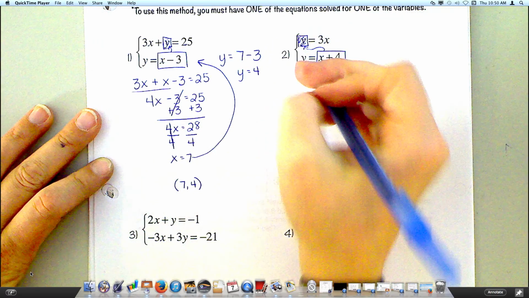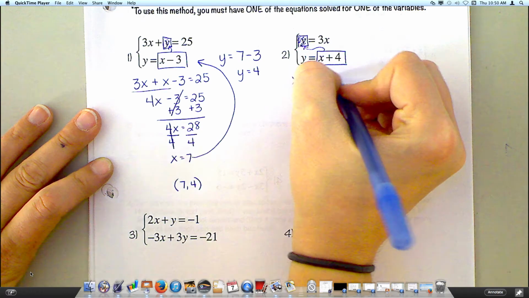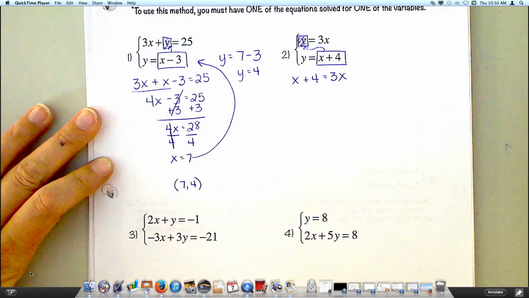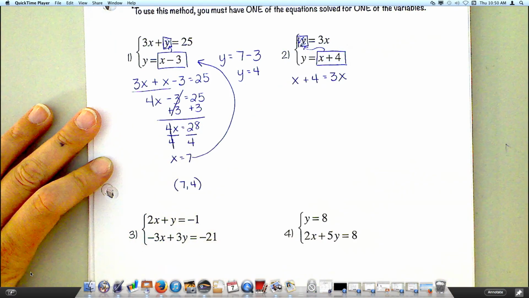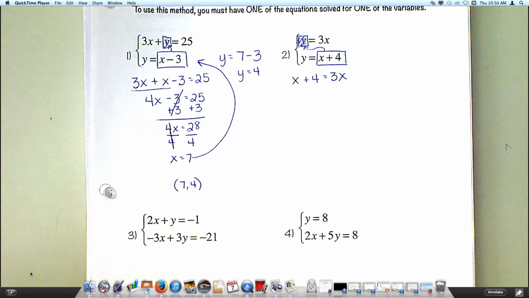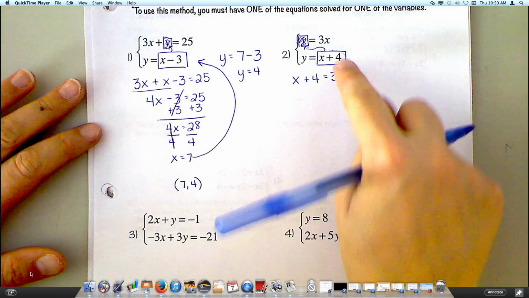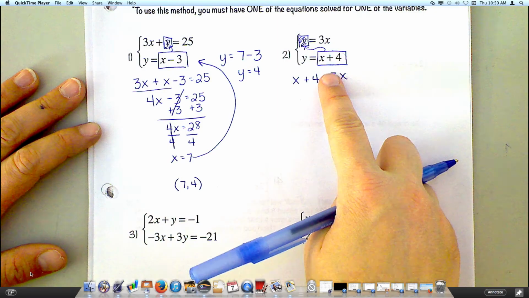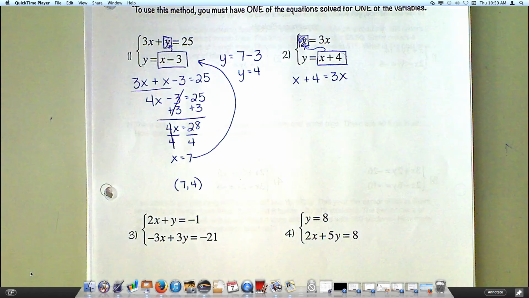Okay? So now my equation would say x plus 4 equals 3x. So what's the substitution part? That I'm substituting this in for y. Okay, that I'm substituting what y equals in one equation into the other equation. If you do it correctly, you should always end up with an equation that only has x's or only has y's. If you substitute and you still have both variables, you messed something up.